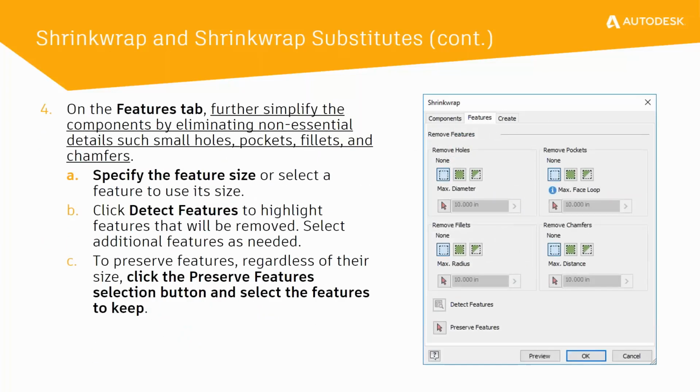On the Features tab, we can further simplify our designs by choosing features such as small holes and pockets and fillets and chamfers that mightn't be essential in the detail of our design. We can specify feature size or select a feature and use its size. We can detect features, but we can also preserve features. So if there are unique features that we want to maintain inside of that Shrinkwrap file, then we can maintain or preserve those features as well.